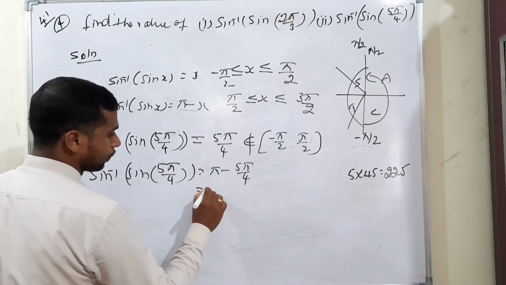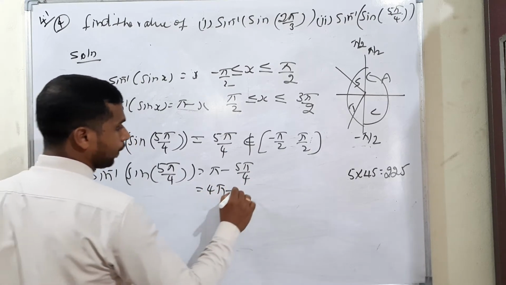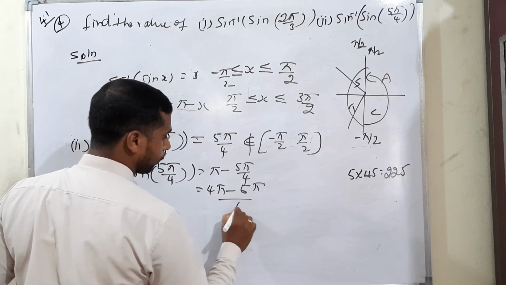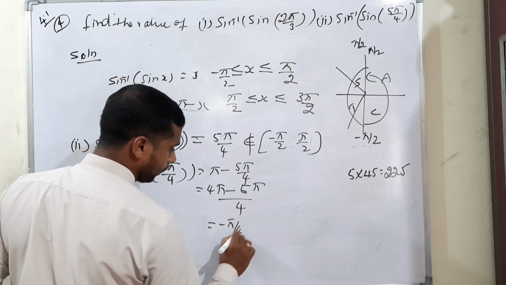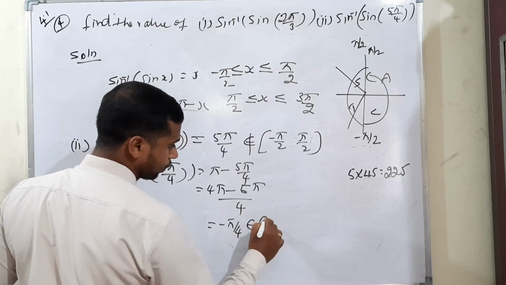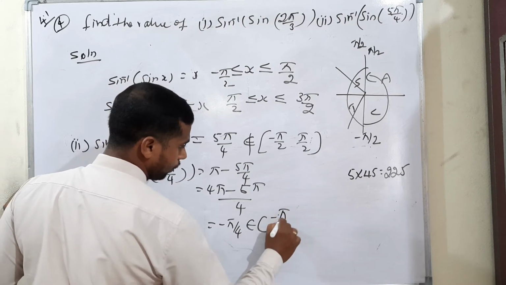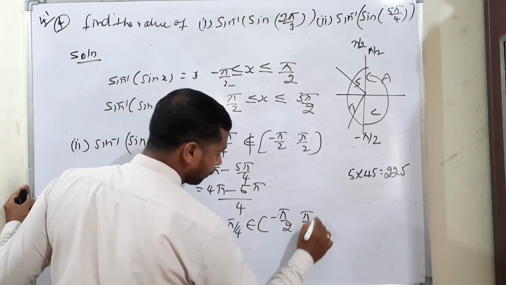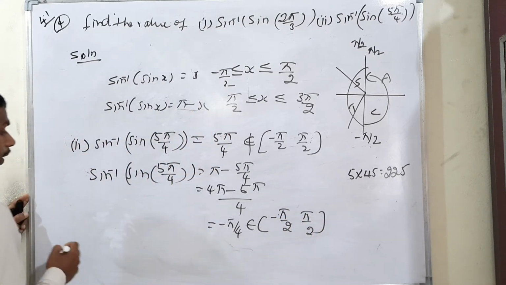Cross multiply means 4 into pi, 4 pi minus 5 pi by 4. Therefore the answer will be negative 5 by 4. Now you can say it belongs to negative pi by 2 to positive pi by 2. Check it there.